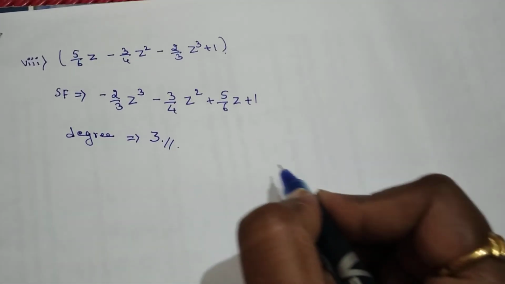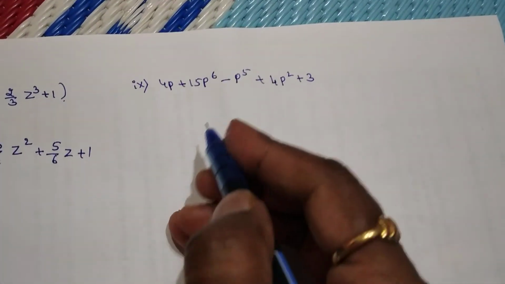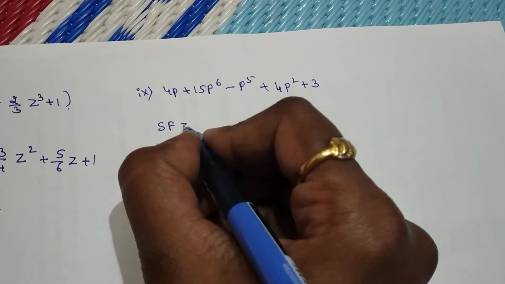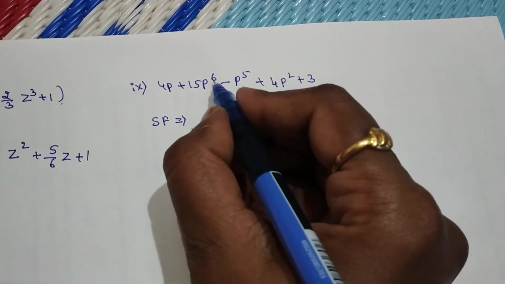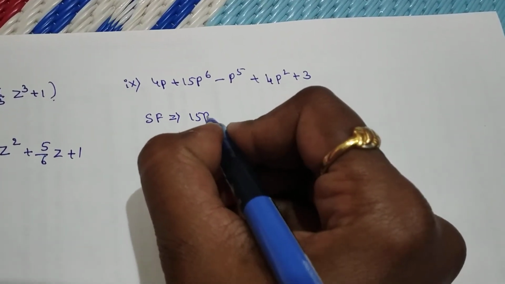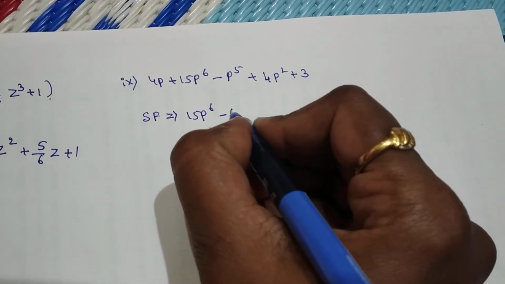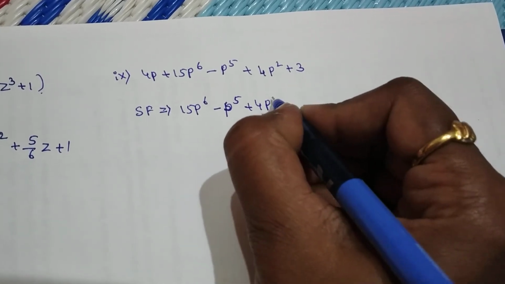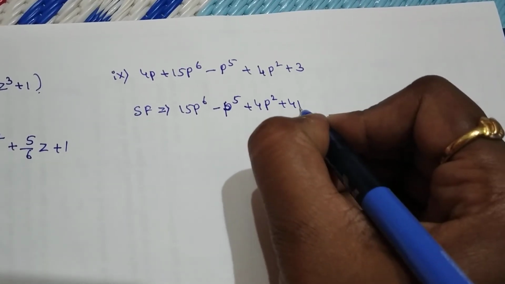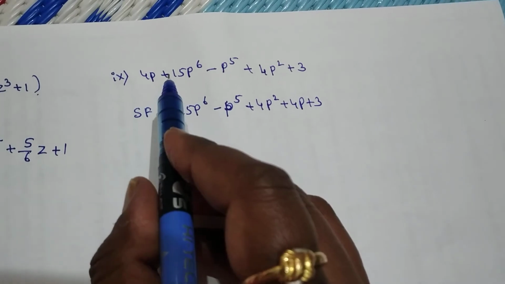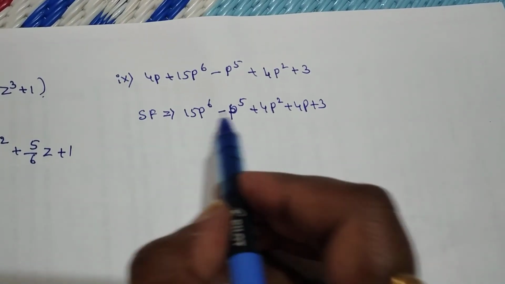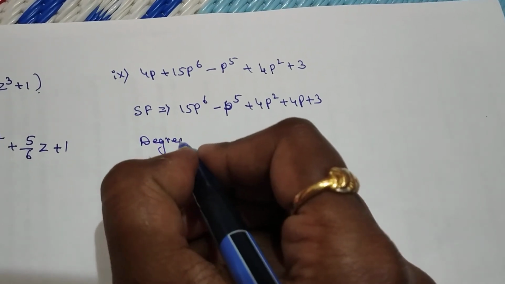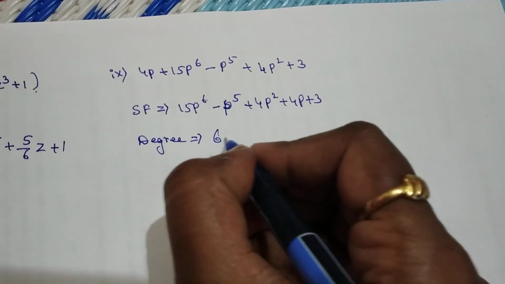Now let me move to the ninth question. So already it is an expression, so let me write its standard form. First, the highest is 6, so 15p⁶. Next is p⁵. Next highest is square, therefore 4p². Next 4p plus 3. Check how many terms: 1, 2, 3, 4, 5 terms. After writing its standard form, now write its degree. The highest power is 6, therefore the degree is 6.